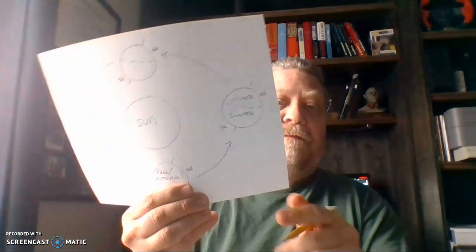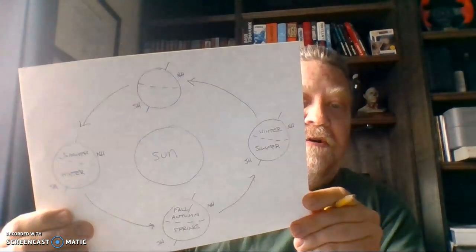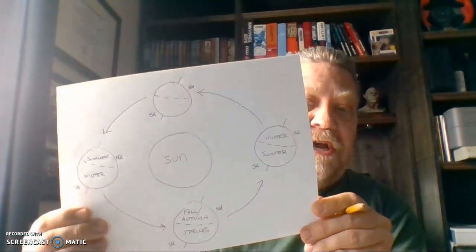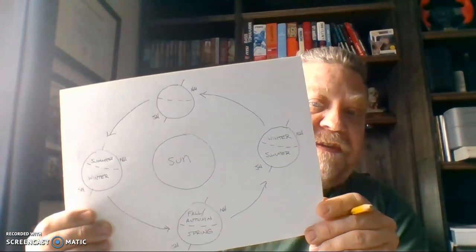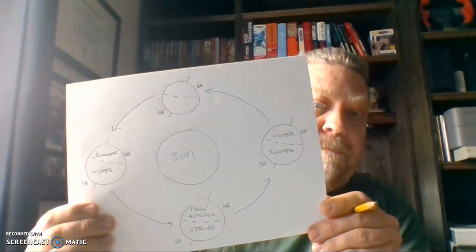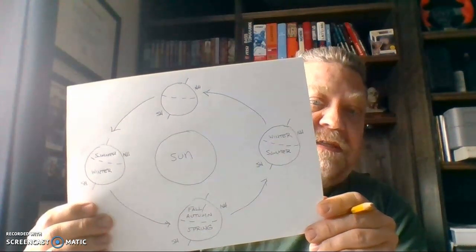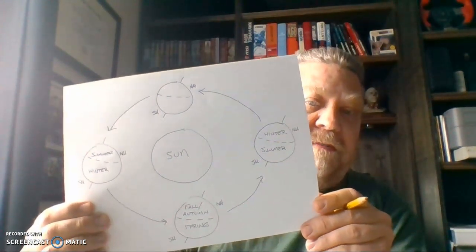Because if you notice here, hopefully the glare is not going to be too much. You can see there that the Southern Hemisphere, in that location, is now pointed towards the sun, so they're getting their summer, while the Northern Hemisphere is getting their winter. So I'll fill in the last one.